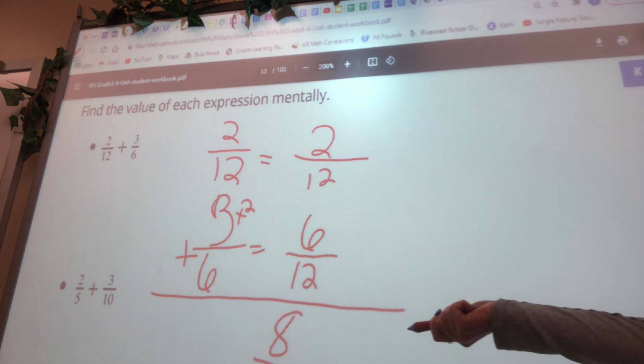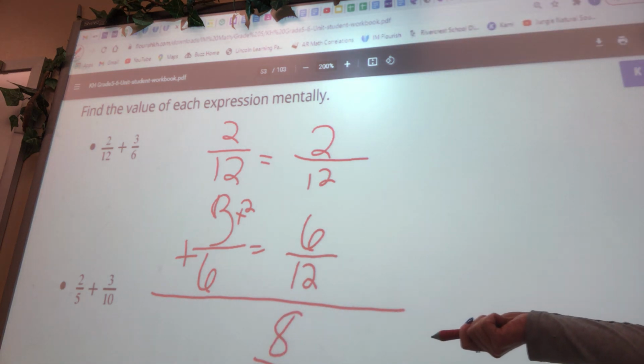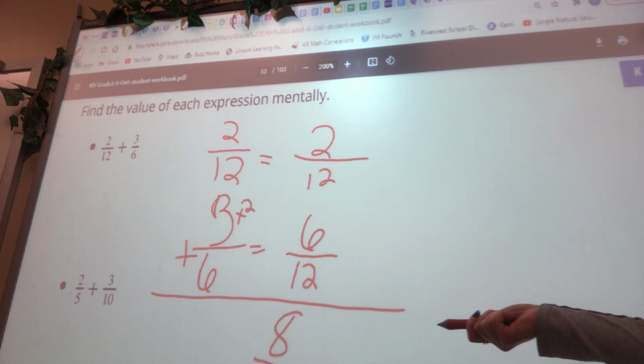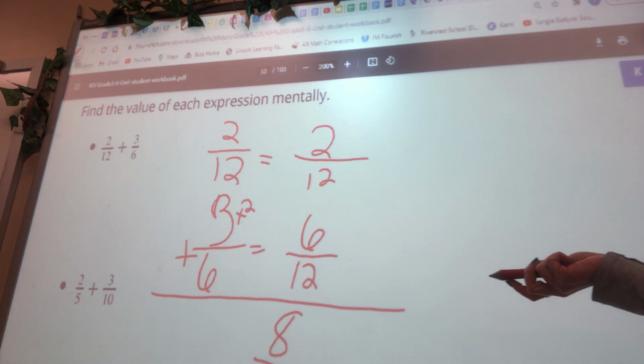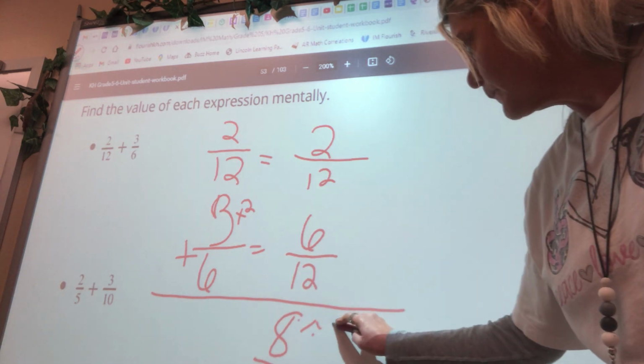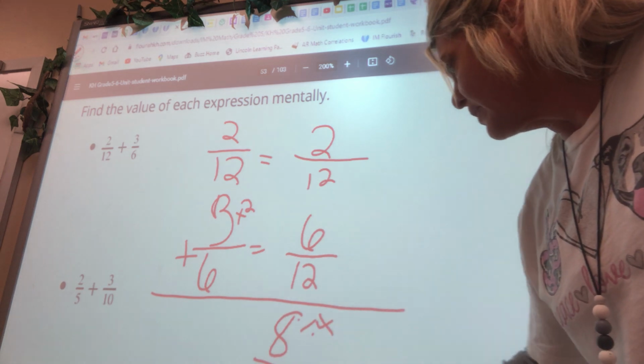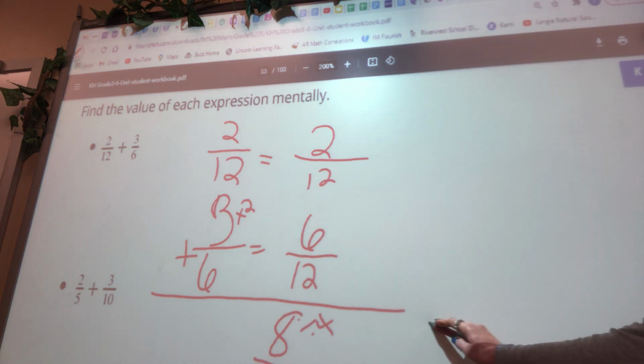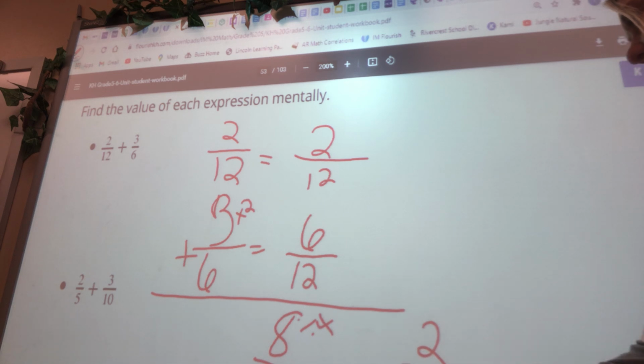If you didn't see this answer on ACT Aspire, what would you do to it? Simplify it. What will go into both of them? 4. So if I divide each one by 4, I get 2/3. Is this in simplest form? Yes.